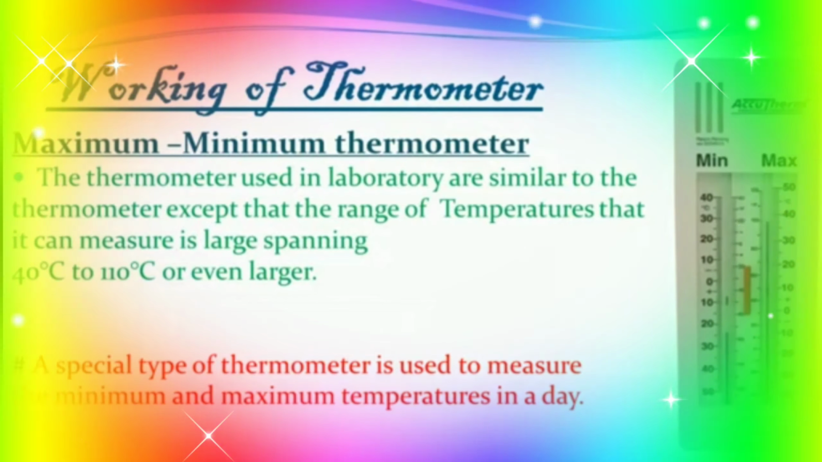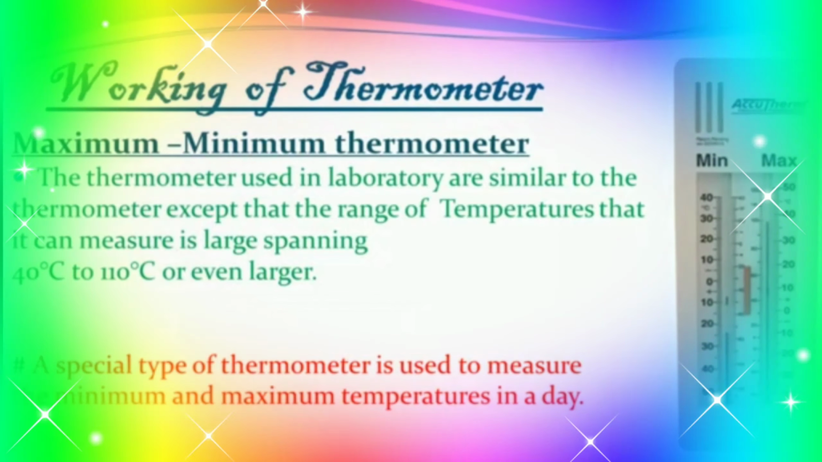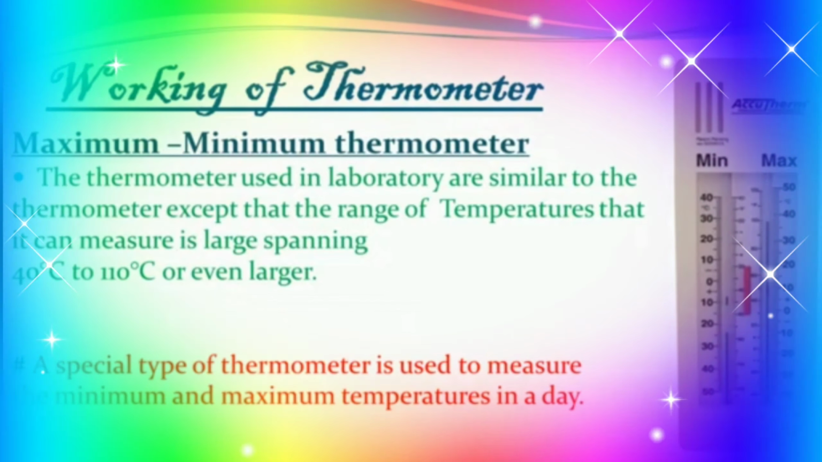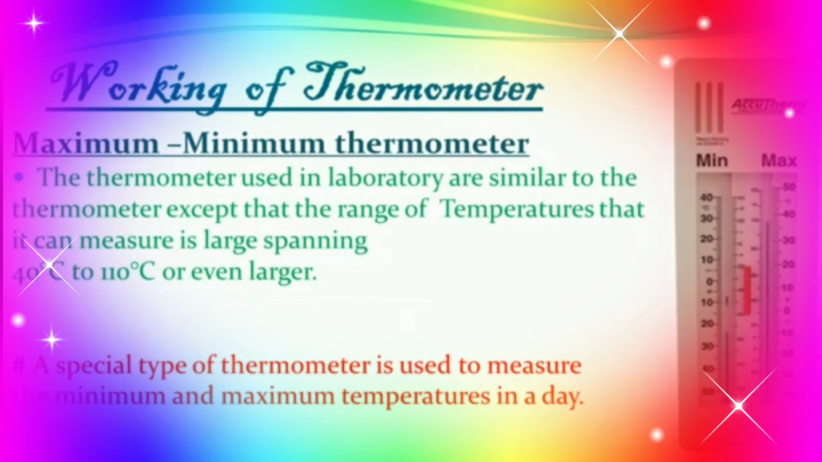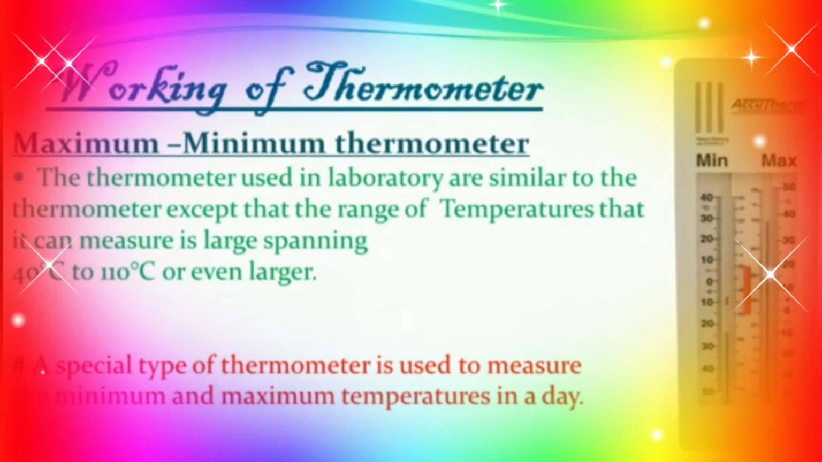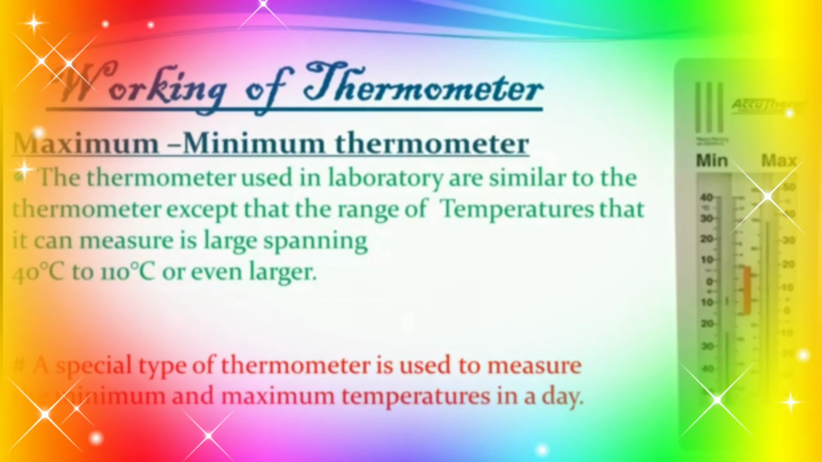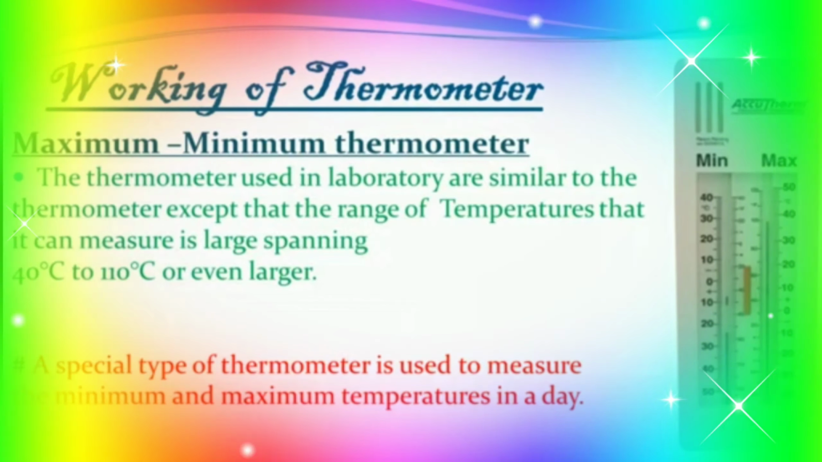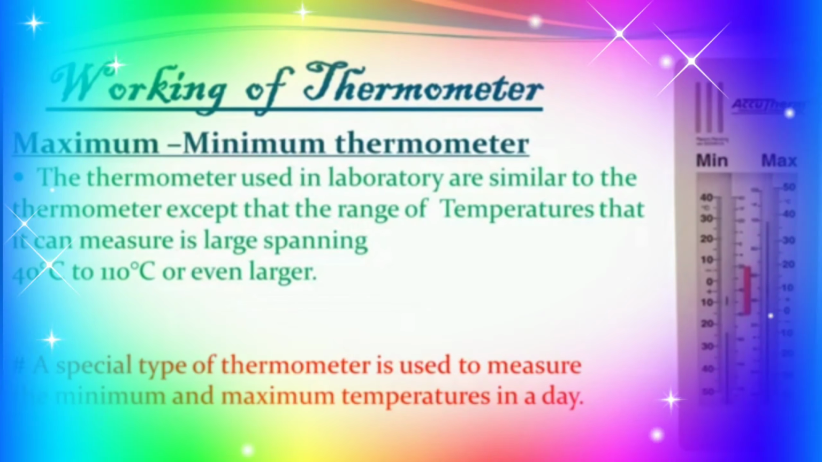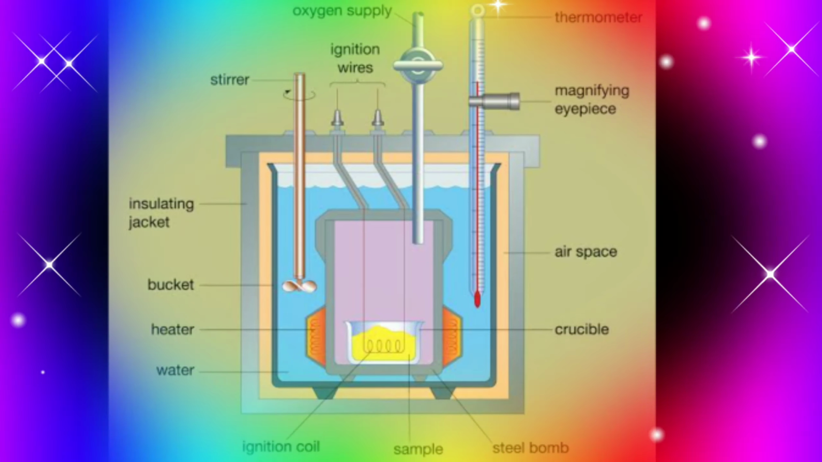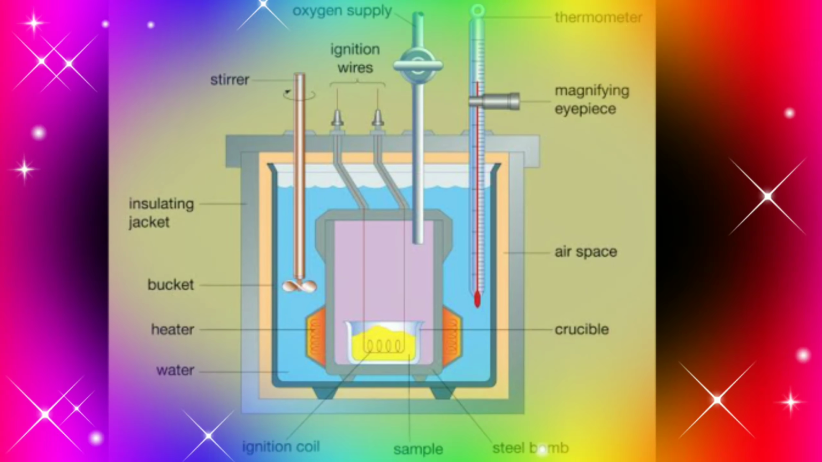Students, we have seen that a thermometer is used to measure the temperature of an object. A calorimeter is used to measure the heat content of an object. Using this equipment, we can measure the heat produced or absorbed in a physical or a chemical process. A calorimeter is similar to a thermoflask.